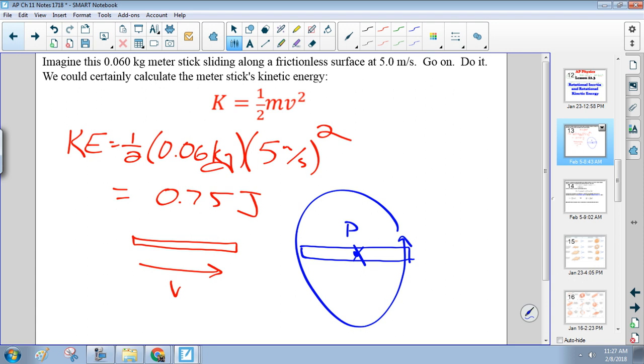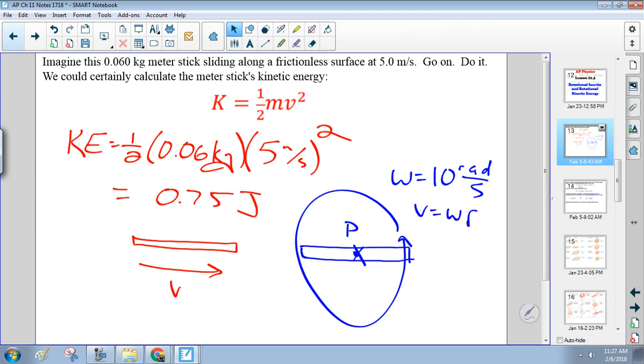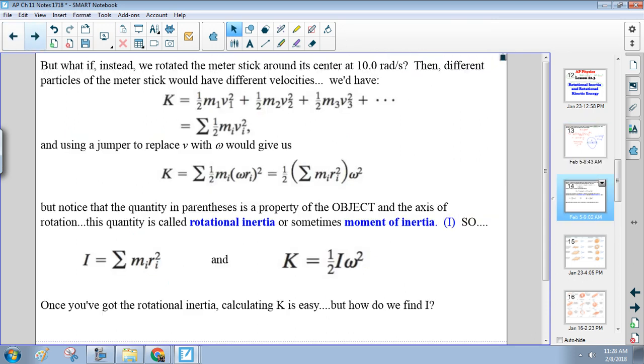I've chosen to make it spin with an angular velocity of 10 radians per second, because if we use v equals omega r, the endpoints of the meter stick will be moving at 5 meters a second. That was why I chose 10 radians per second. So what if instead we rotated the meter stick around the center at 10 radians per second?